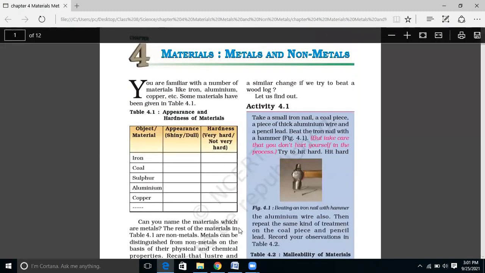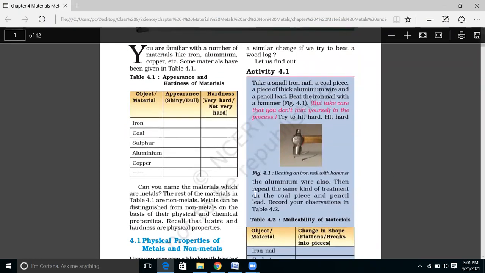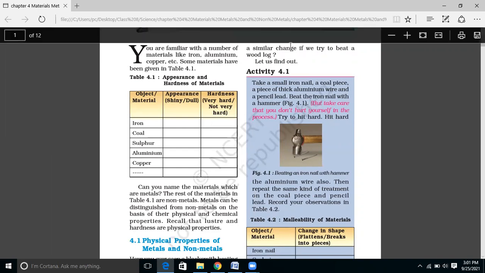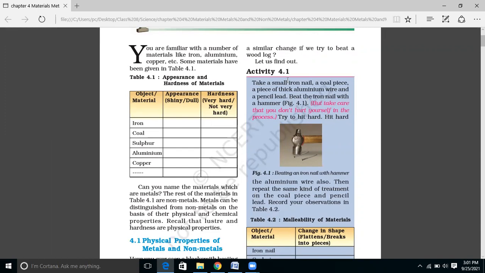So now they are asking us what would happen in case instead of metal if I use a wooden log, or a piece of wood. If I take a piece of wood and try to break it, and if I try to break a metal thing, what will be the difference between the two? So to understand that they have told one activity which we can do.